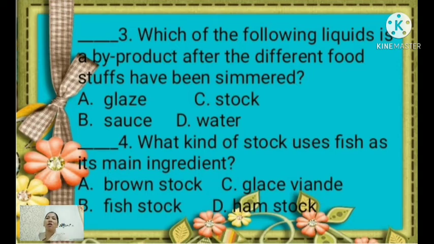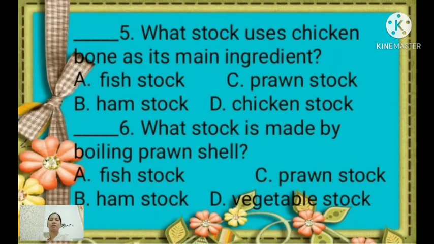Okay, number 4. What kind of stock uses fish as its main ingredients? A. Brown stock. B. Fish stock. C. Glazed viand. D. Ham stock. What kind of stock uses fish as its main ingredients? A. Brown stock. B. Fish stock. C. Glazed viand. D. Ham stock.